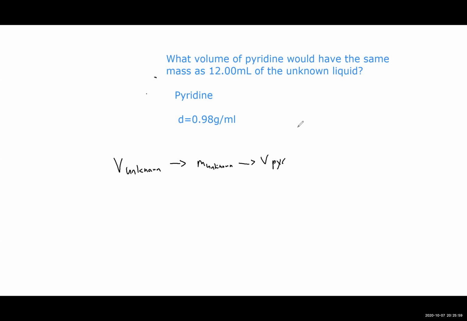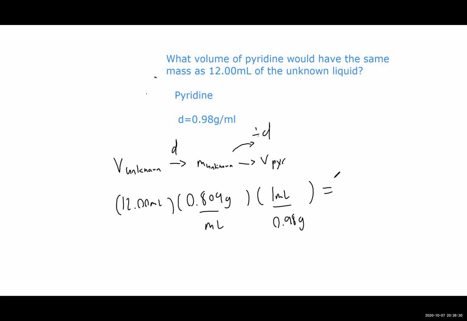So punching this into our calculator, that in turn gives us 9.906 milliliters, which in turn gives us, rounding to 2 sig figs, 9.9 milliliters. Does that make sense to everyone? Does this idea make sense? Professor, I don't understand this question at all.